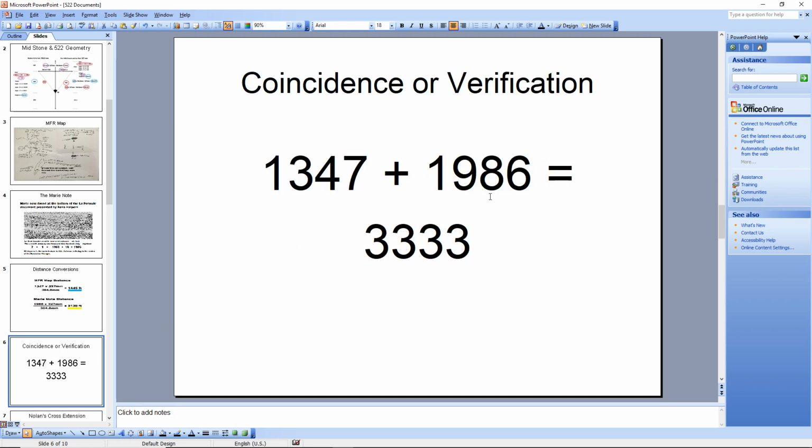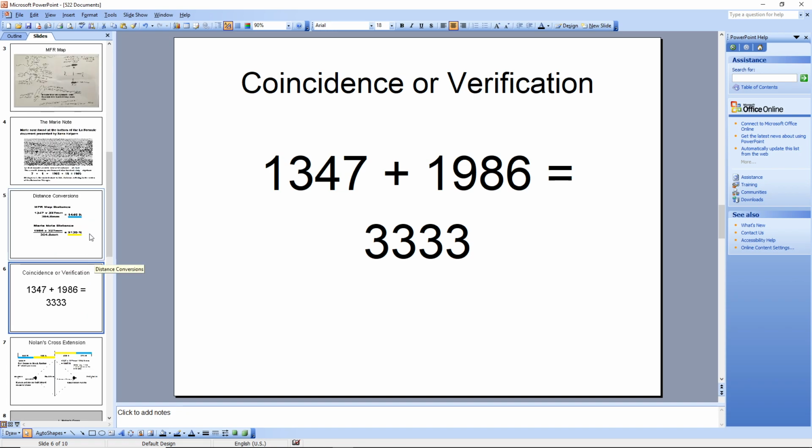Another thing is 1347 plus 1986. When you add those together, they end up as 333. Wow. Is this coincidence or is this verification that we're onto something? Well, as much as how interesting mysticism is and numbers and all that kind of thing with different kinds of belief systems, I'm going to go with it's sort of a coincidence, maybe verification. I would rather see better verification, but I thought I'd throw this in just for you mystics.